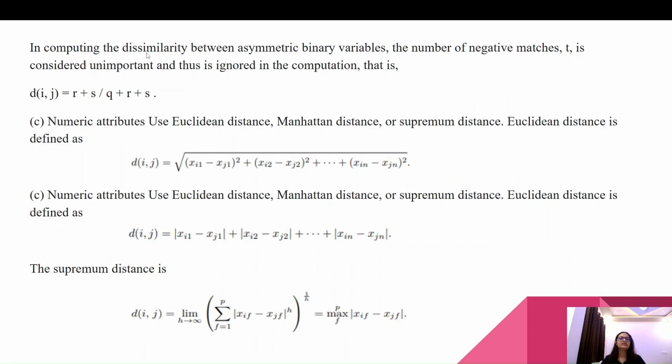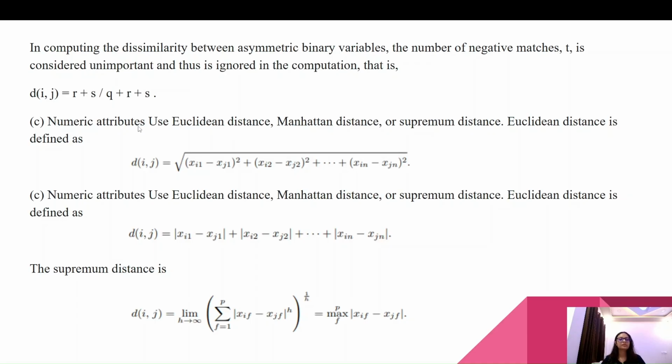In computing the dissimilarity between asymmetric binary variables, the number of negative matches, t, is considered unimportant and thus is ignored in the computation. That is, d(i,j) equals (r plus s) divided by (q plus r plus s).